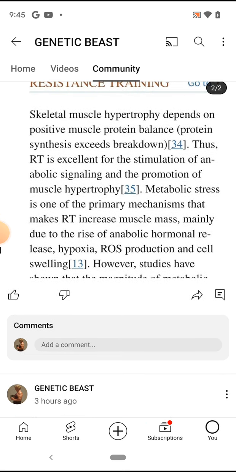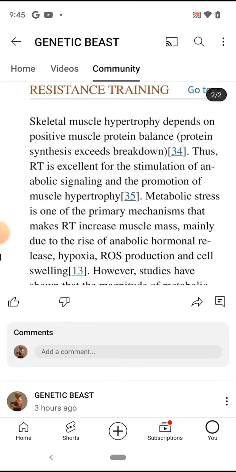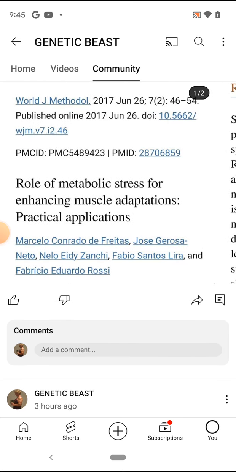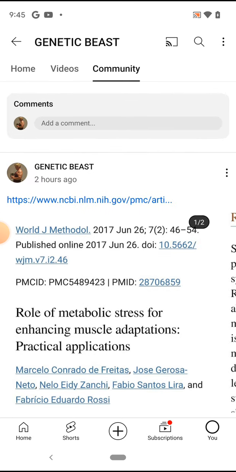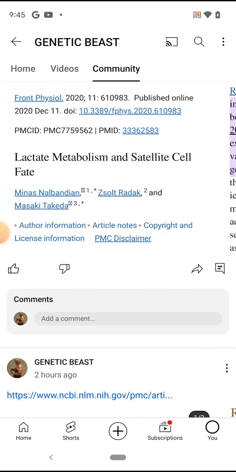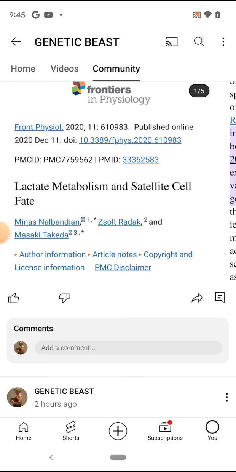Even if the progenitor is activated here, which it will activate for sure. It's going to activate. Definitely. And I posted another one, lactate metabolism and satellite cell fate.